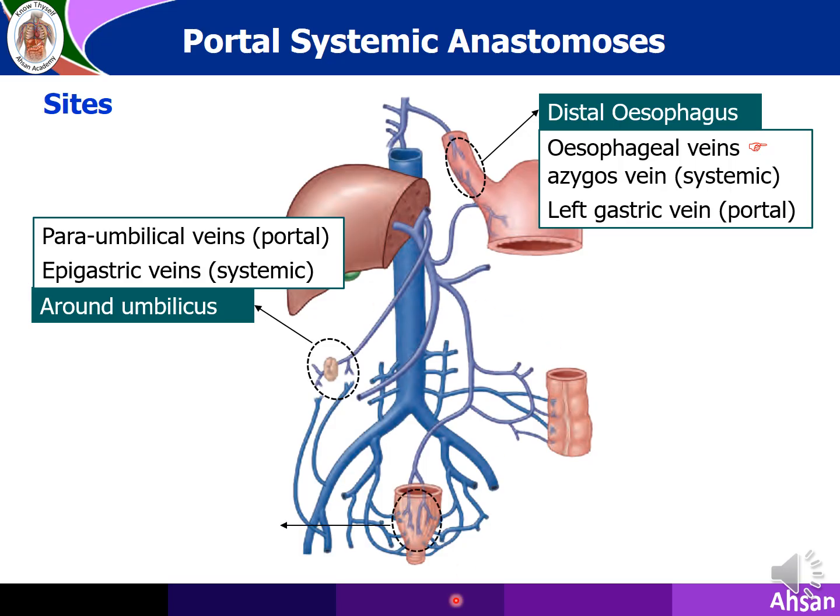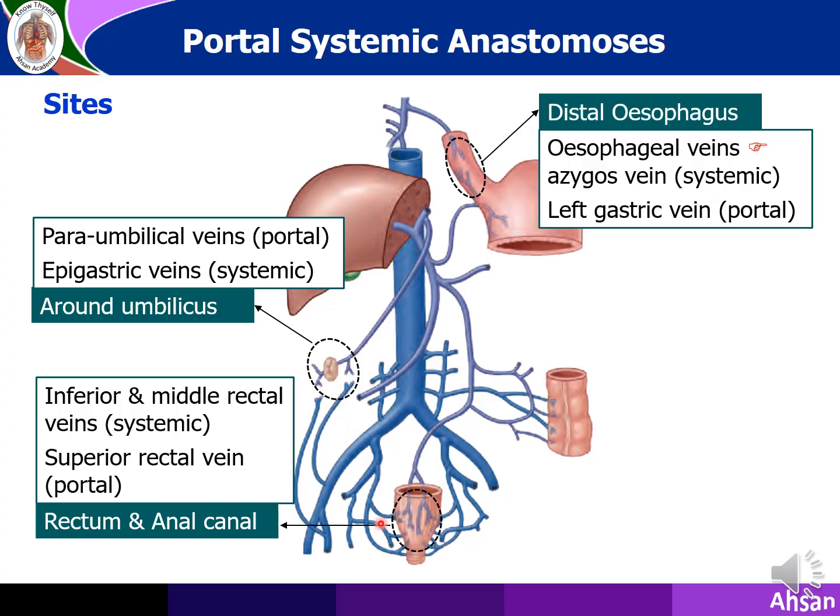The third important area is in the wall of the distal part of the rectum and upper part of the anal canal. On the systemic side are the inferior and middle rectal veins that go to the veins of the perineum, and the superior rectal vein continues as the inferior mesenteric vein and joins the portal circulation. So these three are the most important areas where the portal systemic anastomosis is there.